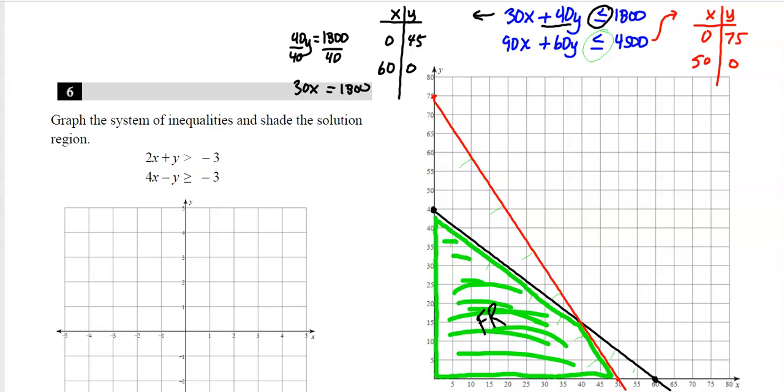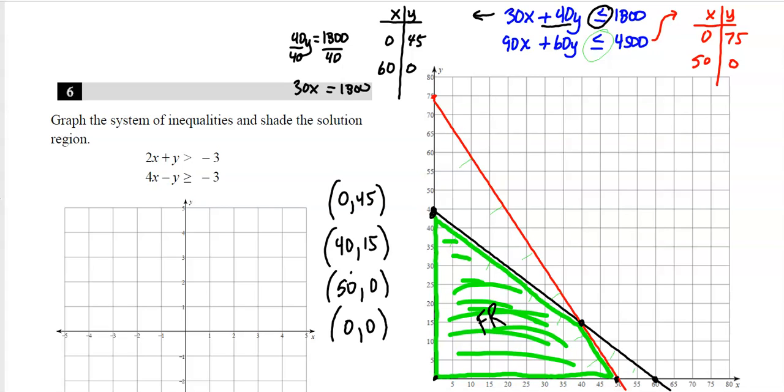Now, what's most important about our feasible region is that we need the vertices of it. When we look at the vertices, we have 0, 45. We have 40, 15. And then right there, 50, 0. Technically, we should also check 0, 0, but if we're trying to maximize absorption and we plant no trees of each, we're not going to have any absorption. So that's that number.